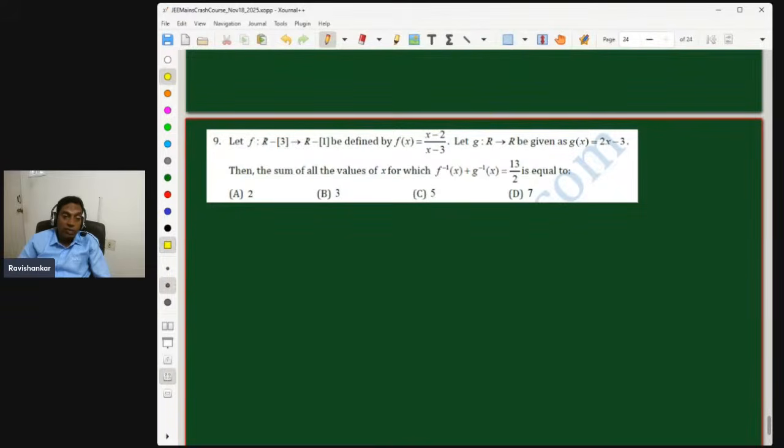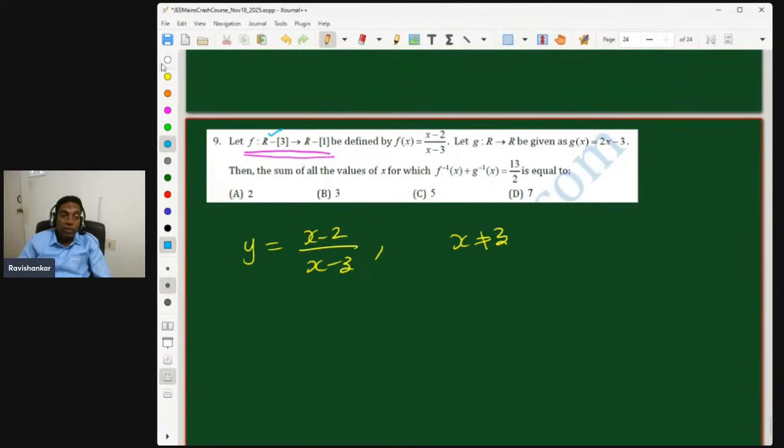So here, it's very important that f is given as from R minus 3 to R minus 1. And the reason is, if you put y equals (x minus 2) by (x minus 3), this is anyway necessary. First of all, x not equal to 3, so this part is correct.